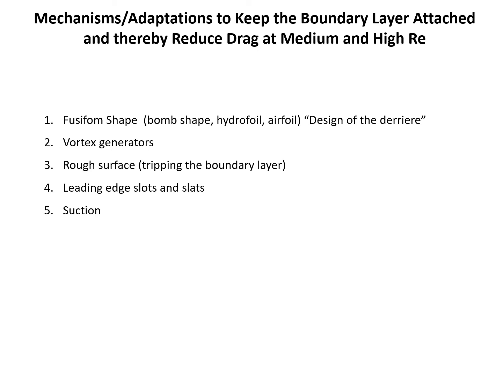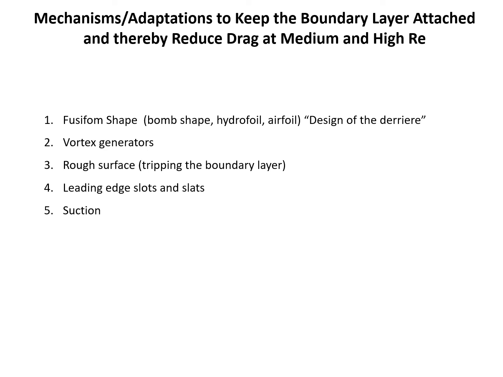I would like to turn our attention to some mechanisms and adaptations that we see in lots of animals that are using either air or water for locomotion, that help to keep this boundary layer attached, to prevent this boundary separation, and thereby reduce drag. And these animals are all high and medium Reynolds number animals, right? So they're working in a medium to high Reynolds number.